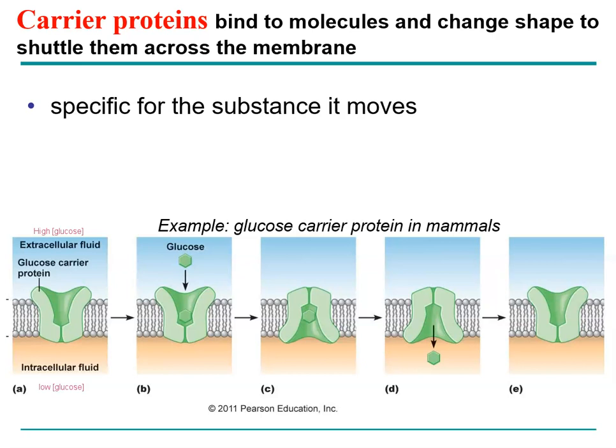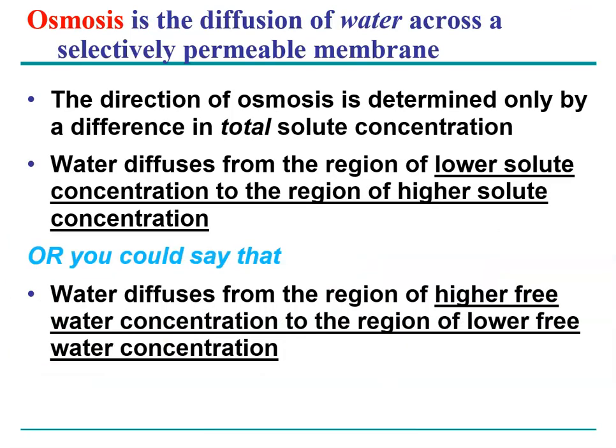Now let's move on. Now back to the water that moves through the membrane. When water moves across the plasma membrane of a cell, that process has a specific name, which is osmosis. It is a type of diffusion, but it's specifically the diffusion of water across a selectively permeable membrane. That is the definition of osmosis.